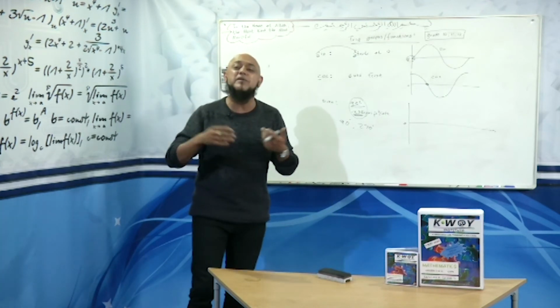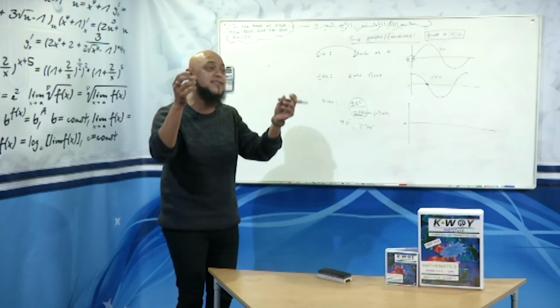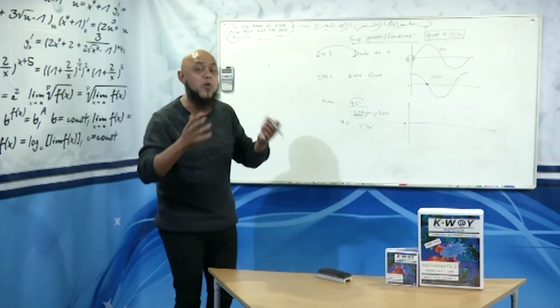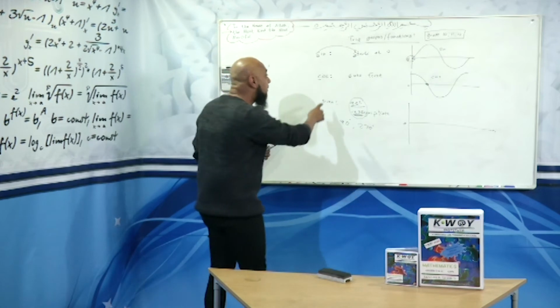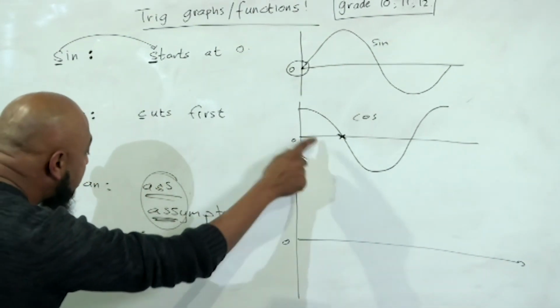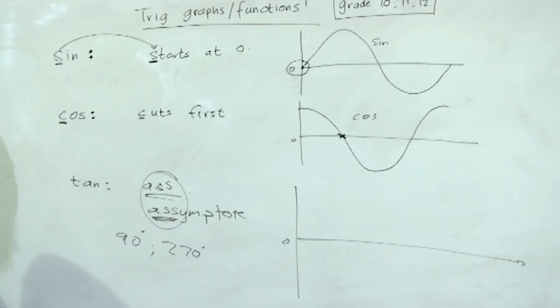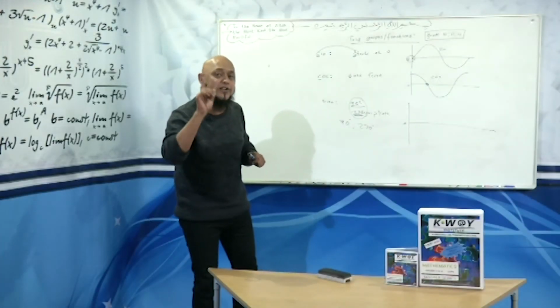Usually we remember concepts by the funniest links that we can make or pictures that we can put in our mind. So S sine starts at 0, C cos cuts first, and tan's S. The asymptotes are at 90 and 270. What's the meaning of the word asymptote? Yes, a line which your graph never touches.